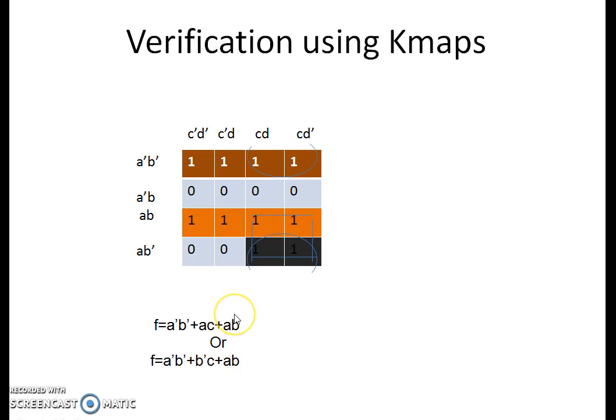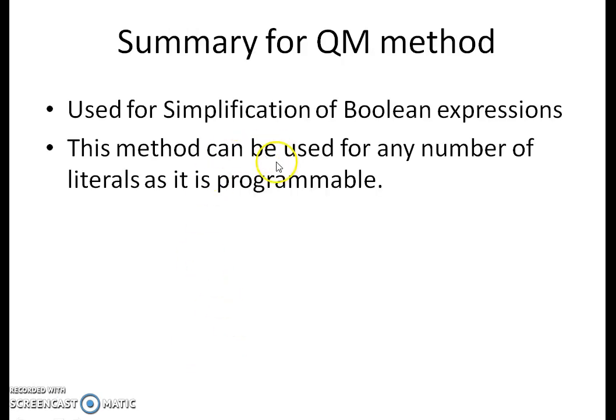So I think it is clear. To summarize, this method is used for simplifying your Boolean expressions, and we can use this for any number of literals because it is programmable. Mainly it involves 2 tables. One is creation of your prime implicants table and the second one is determining the essential prime implicants.